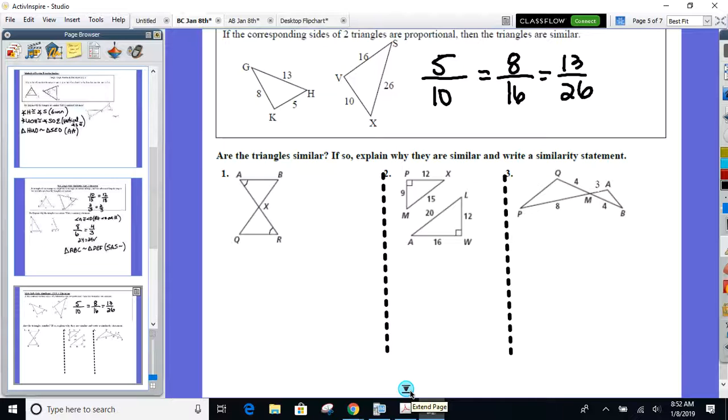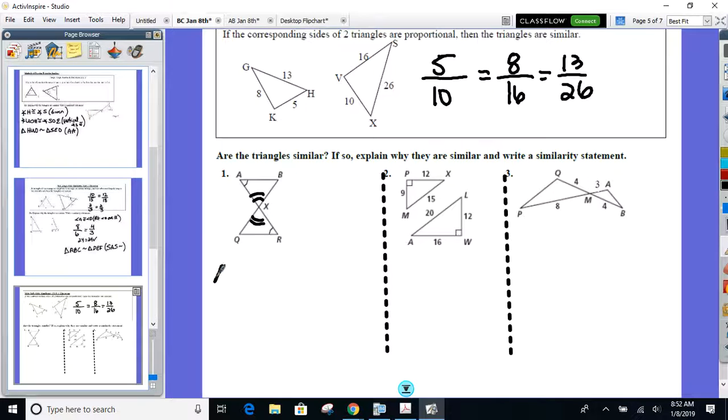Can you tell me if they are similar or not? Back yourself up with a reason. So let's look at that first one. Are these two triangles similar to each other? Oh, they are. What method would it be here? Angle, angle. I only see the given pair. Where's the other pair? The pair of vertical angles. Yep.